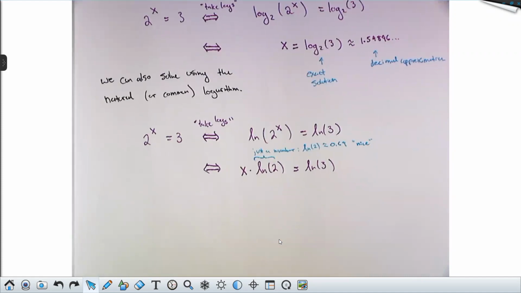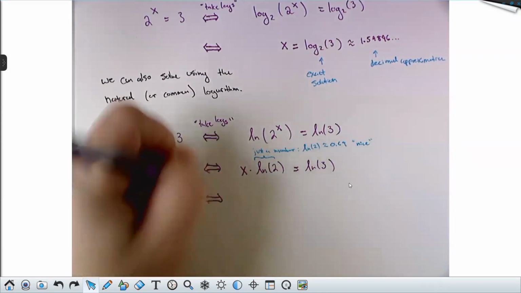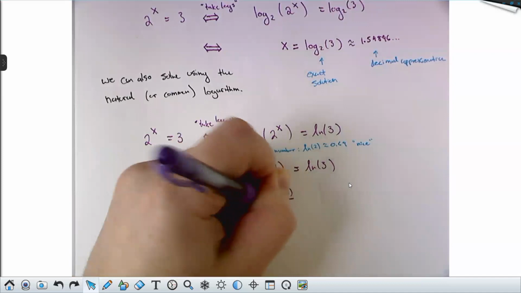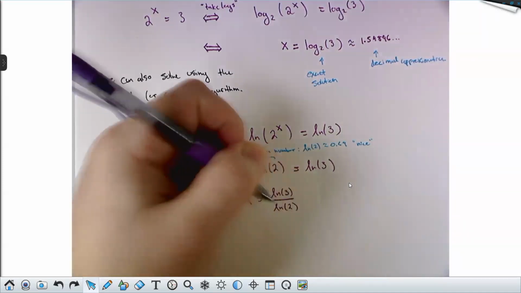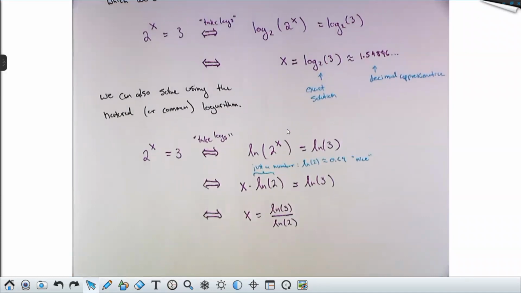All right, but the take home here, just a number. Don't be afraid of it. It's like 5 or 10 or pi. This is just like x times some number equals some other number. So if I want to solve this equation now, all I have to do is divide over by that number that is multiplying x. This means x is the ln of 3 divided by the ln of 2. And this has an interesting consequence. See here, I have two exact solutions to the same equation.